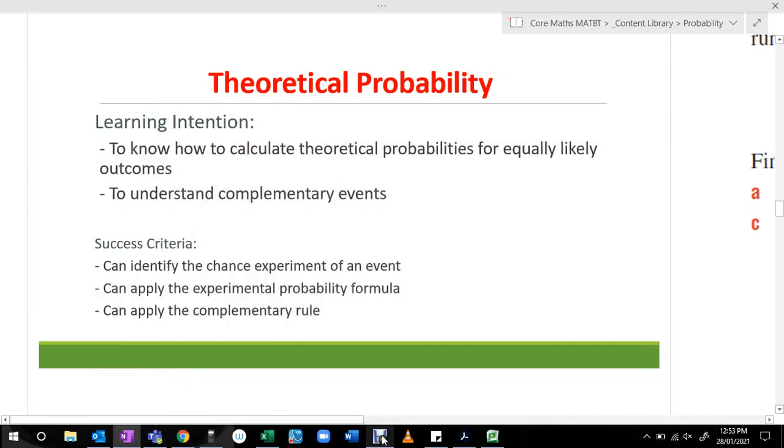Right, so initially we learnt about experimental probability, where it involves you actually doing something and then calculating the probability of that event occurring. Now, when it comes to theoretical probability, it's slightly different, okay? But we're going to learn how to calculate theoretical probabilities, mainly of just equally likely outcomes, and then also understand what is a complementary event. We had a look at what that might be in the previous lesson, although I didn't explicitly say complementary, okay? But think of complementary as opposite.